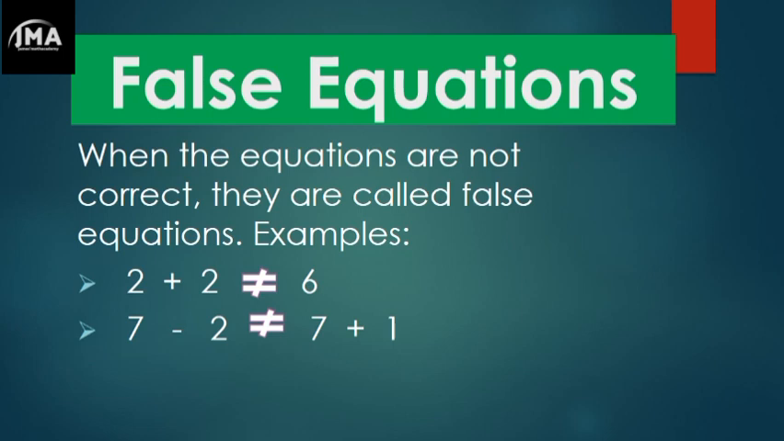Because 2 plus 2 is what? 4. 4 can never be equal to what? 6. So that is the example of what? Of a false equation. It can never be true. That means that equation is not correct.